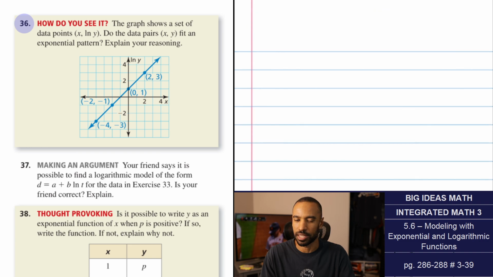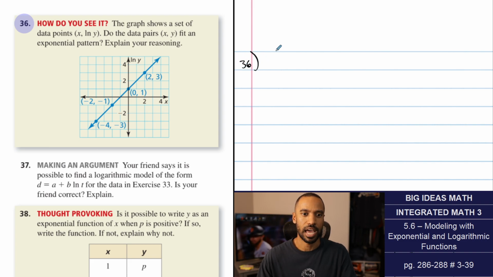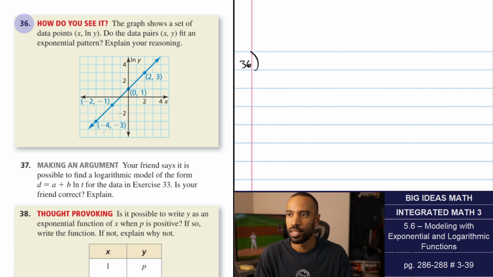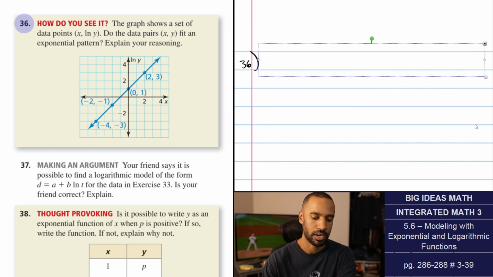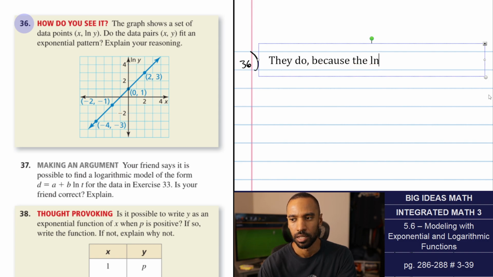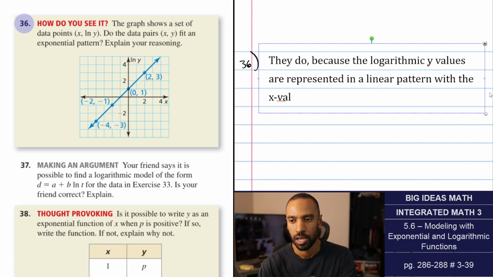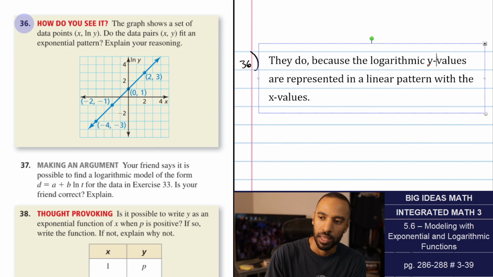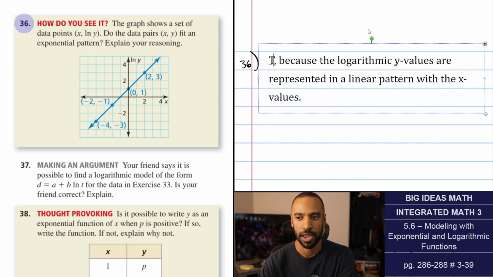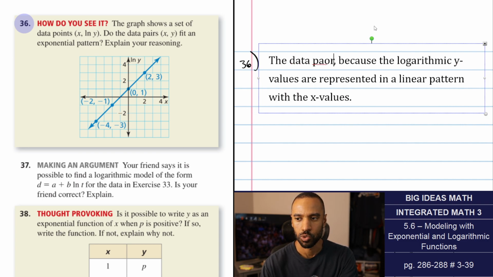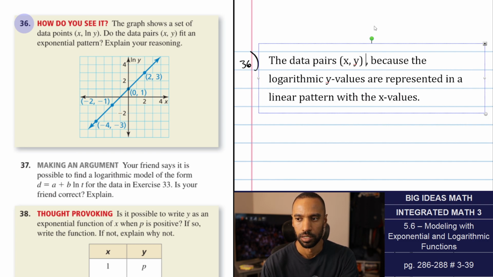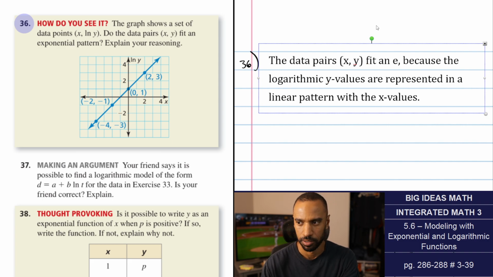Number 36 on how do you see it? The graph shows a set of data points x and natural log of y. Do the data pairs x, y fit an exponential pattern? Explain your reasoning. They do, because the logarithmic y values are represented in a linear pattern with the x values. Okay, I wrote they do. They do what? They do, the data pairs x, y fit an exponential pattern.